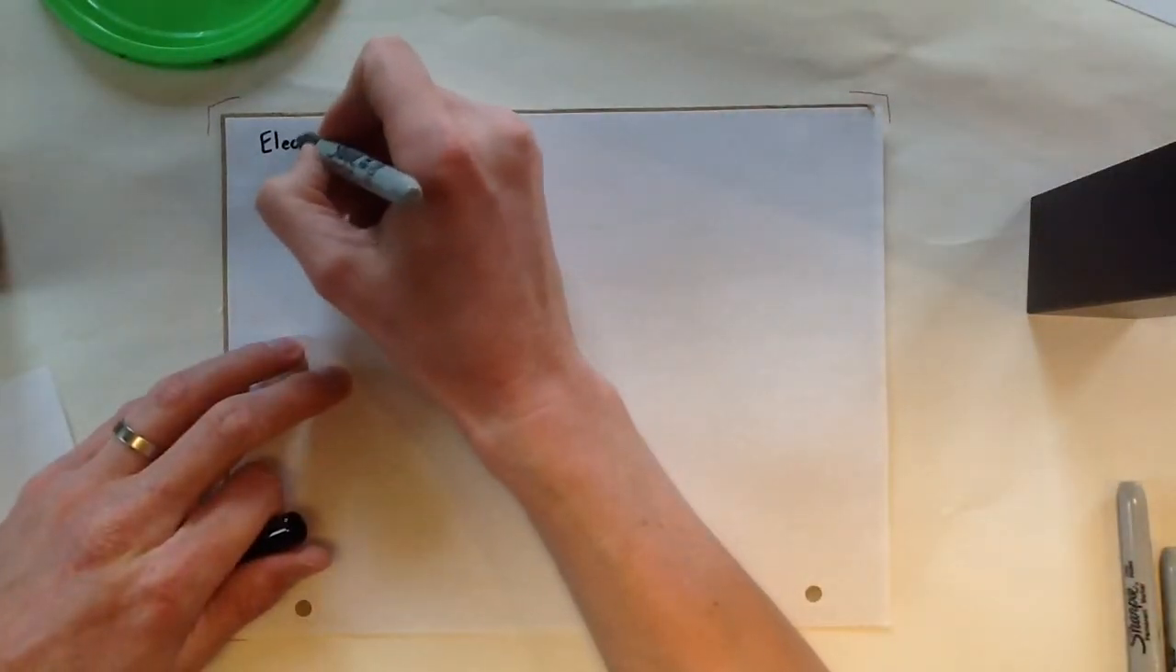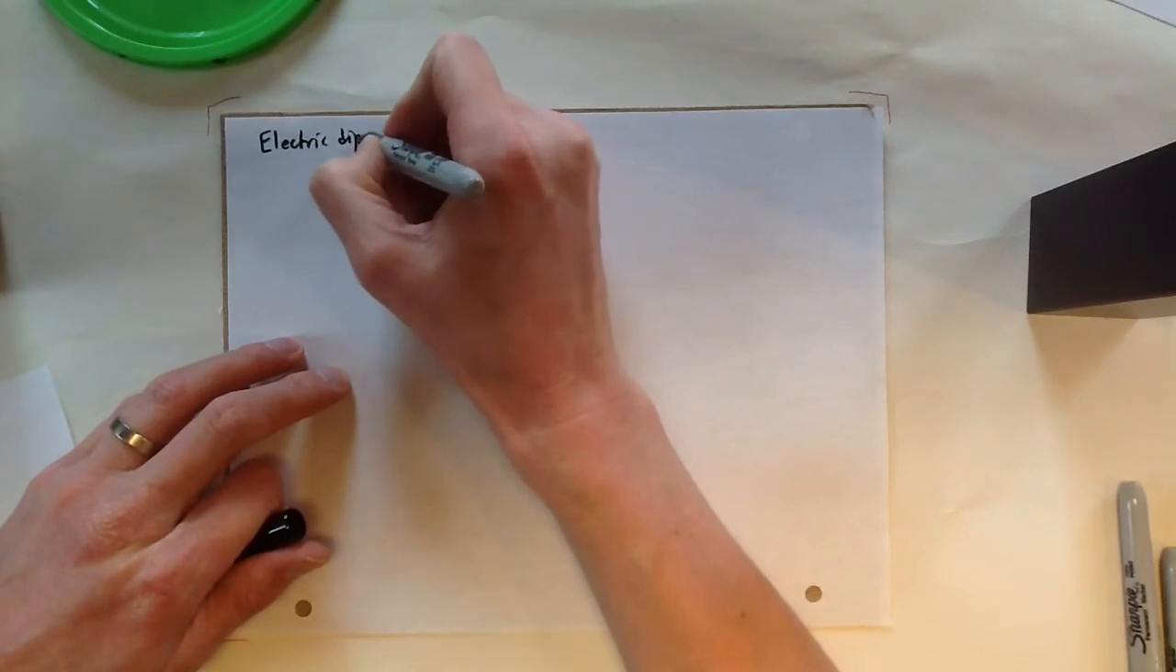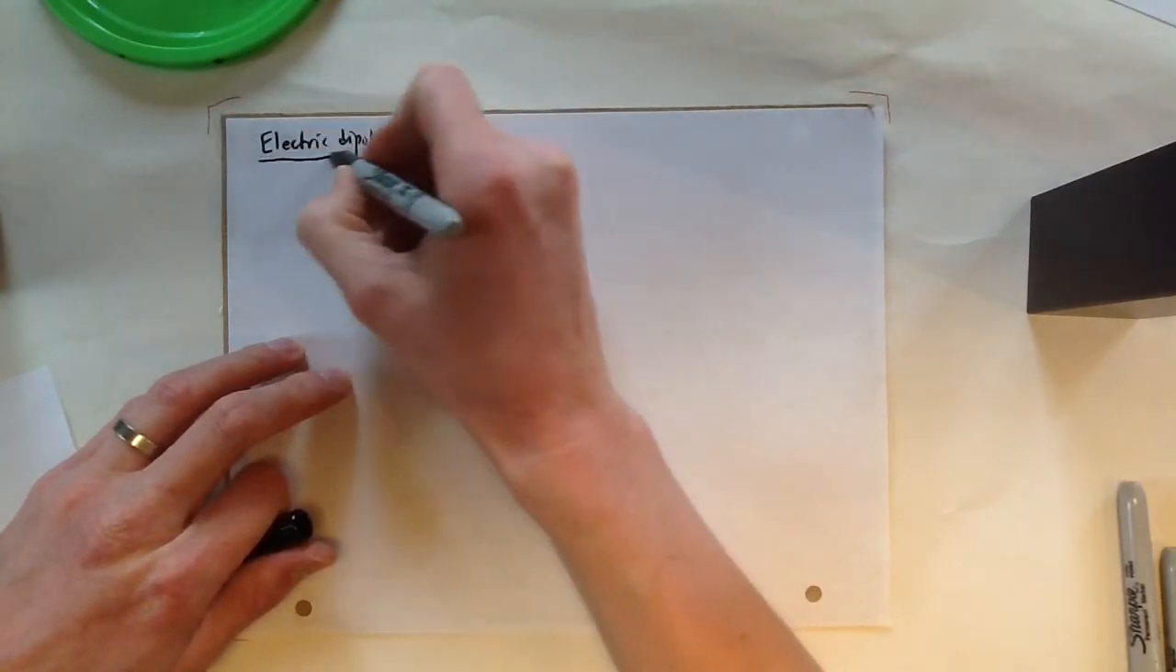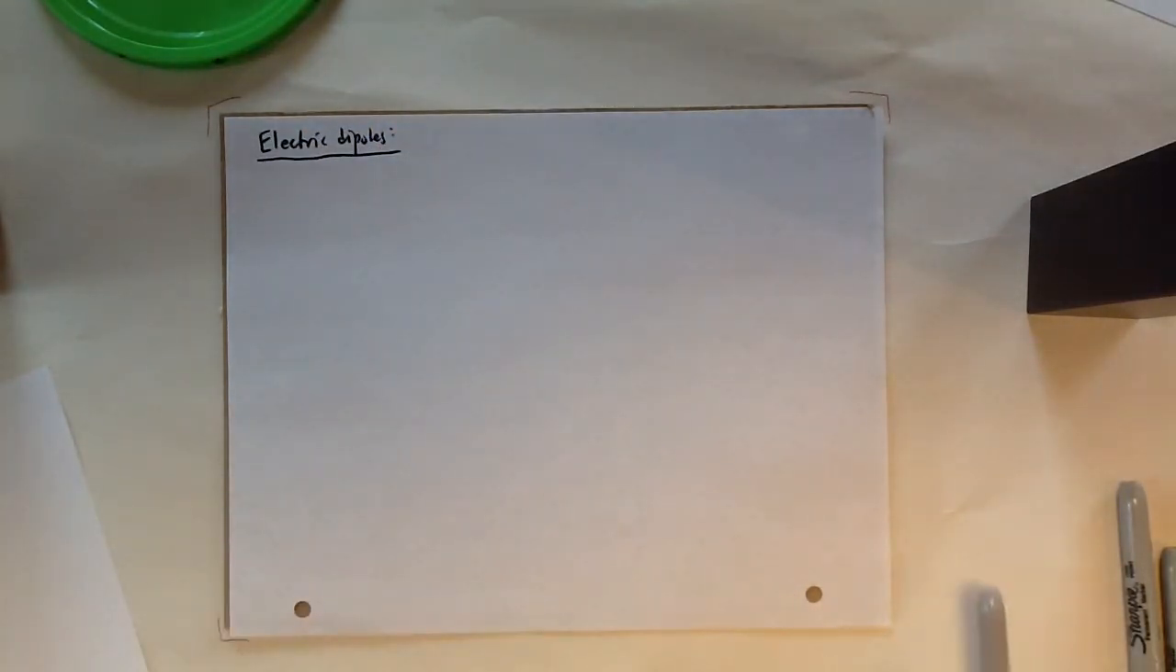Electric dipoles. Now, why do we need to talk about electric dipoles? We are squarely in the magnetism unit. What is going on with electric dipoles? It seems kind of like out of thin air.